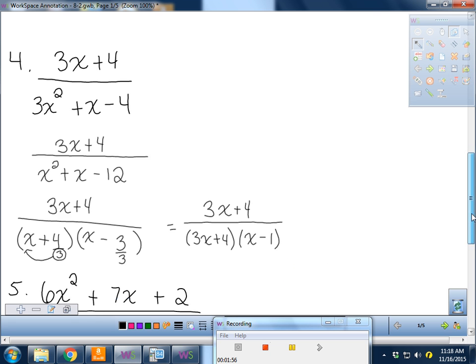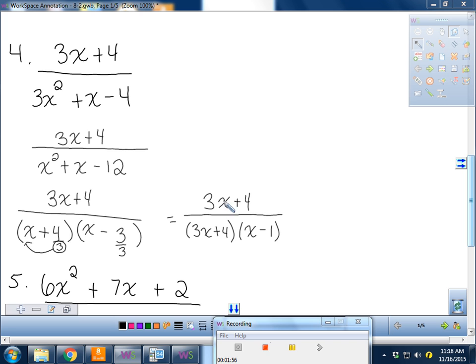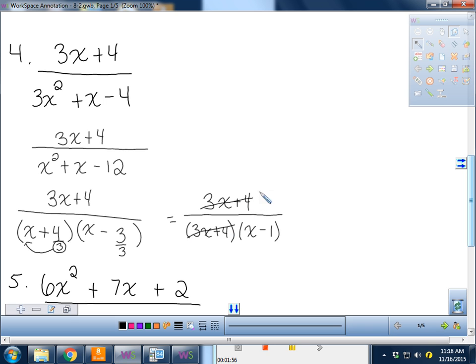And then if I notice right here, this is the same as this. So if I take that and I divide it by that, that gives me 1. It doesn't give me 0. Anything divided by itself is 1. So I get 1 over x minus 1.